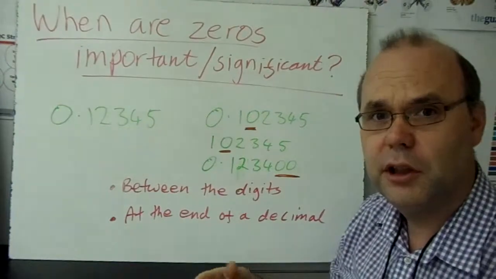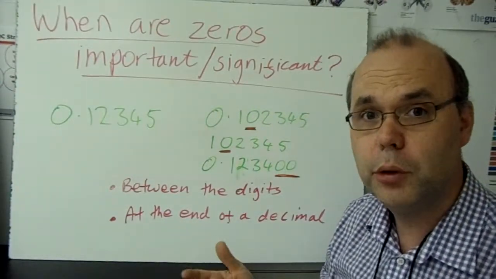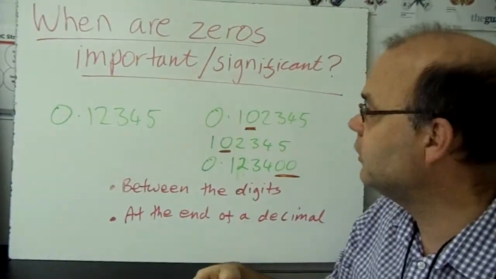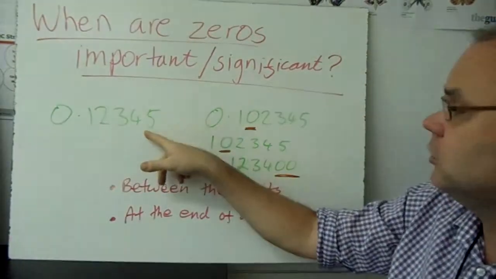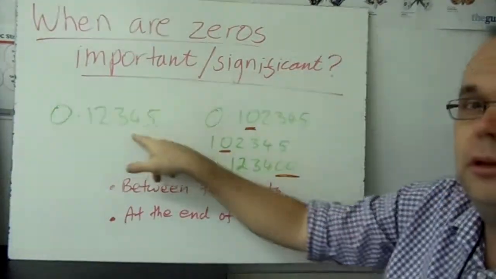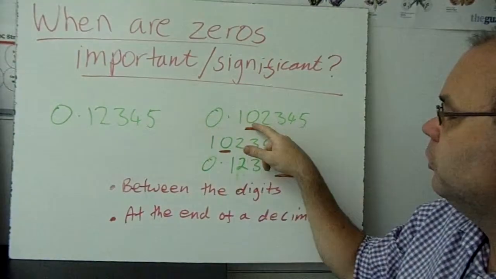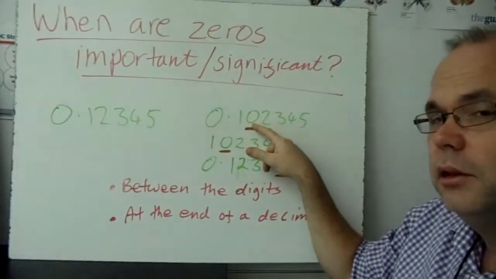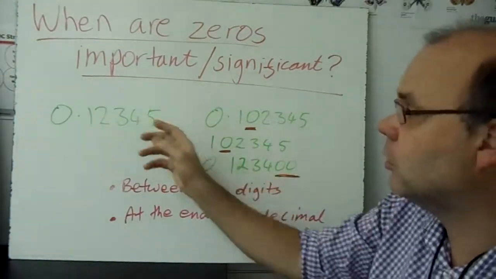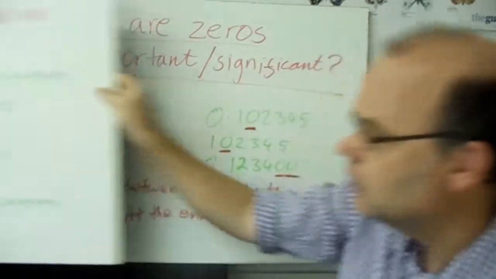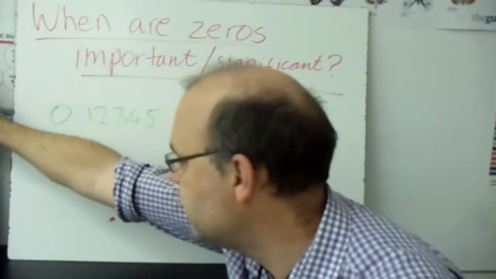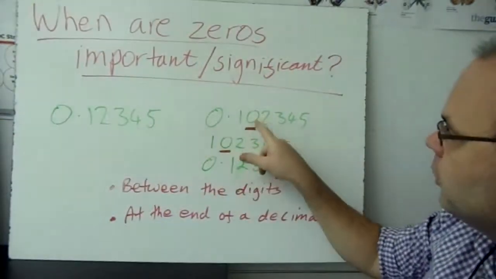So I said ignore the zeros. That's not true. Some zeros are more important than other zeros. So when are zeros important or significant? There's no zeros in this. But if we put a 0 in the middle, these are all important numbers. If we put a 0 in the middle, then that's important. Because it's not just being a 0 in front, just being 0. It's actually being a number. So they're important when they're in the middle.